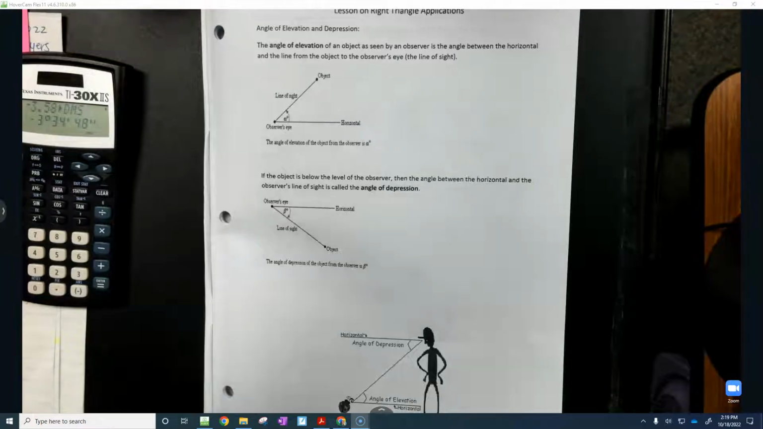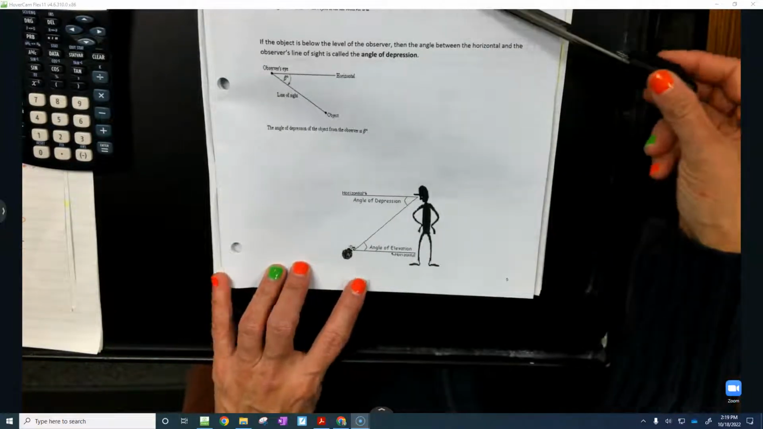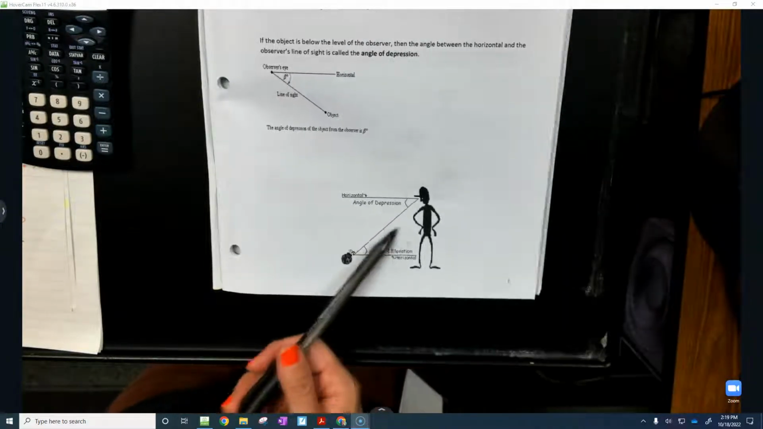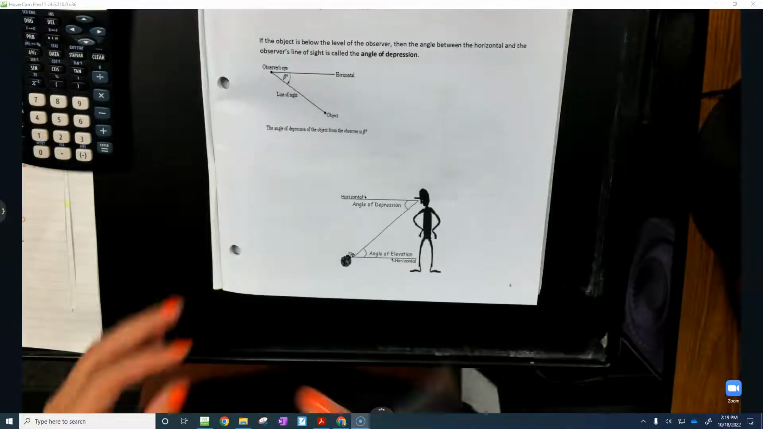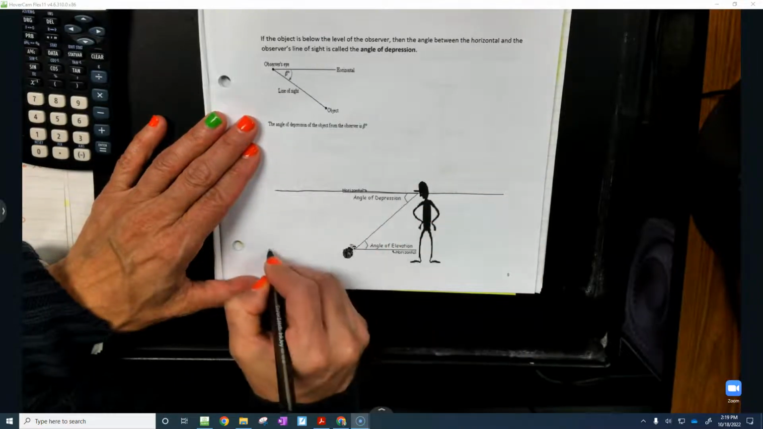So we are going to talk about angle of elevation and angle of depression. The top half of page 5 is independent reading. You guys need to read that on your own. I am going to focus on this silly looking dude looking at this silly looking bug. What I'm going to do here is extend these lines.